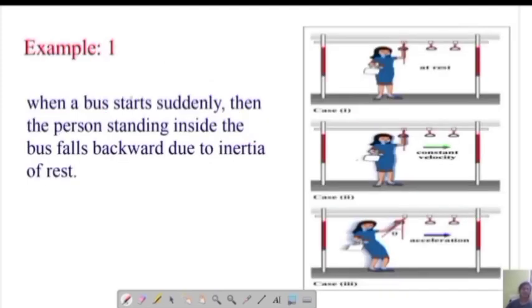The first example is when a bus starts suddenly, then the person standing inside the bus falls backward. So what happens here, you might have even experienced when you are sitting in a bus or standing in a bus, when the bus is at rest and starts suddenly, you will be falling backward, or leaning backward.